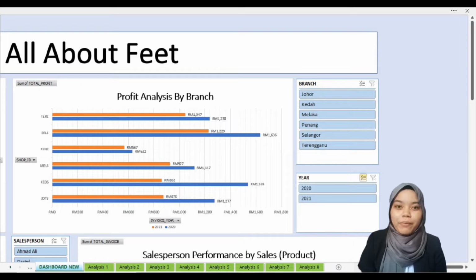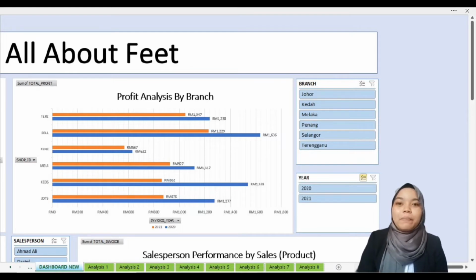Selangor is one of the branches that gives the highest contribution to the profit. This is because the branch in Selangor is the headquarters of All About Fit, where the business initially started. Thus, the Selangor branch is the most popular and might have its own regular customers.